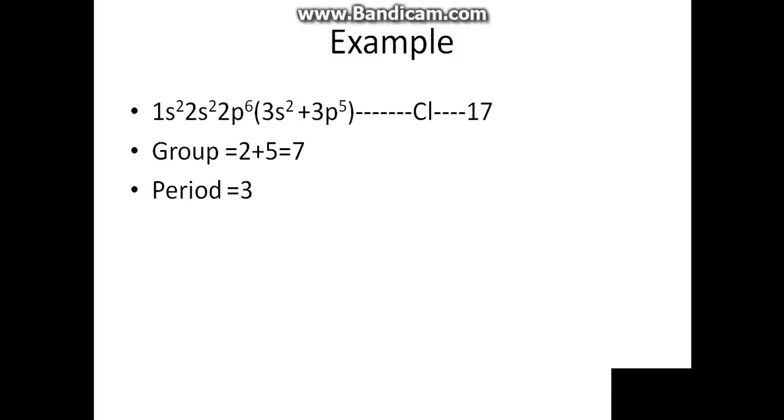But the group is determined by the last shell of the element. Since the last shell of the element has 3s and 3p, and since the last 3p is not fully at its maximum capacity, it is now 3p5. Then we add the 3s2 plus 3p5, that is 2 plus 5, so this element falls in group 7 of the periodic table.